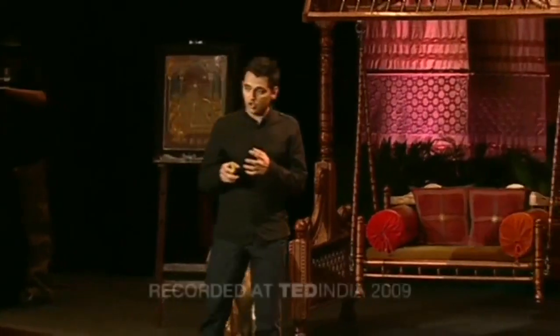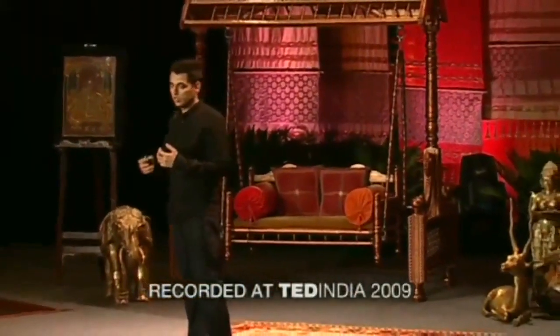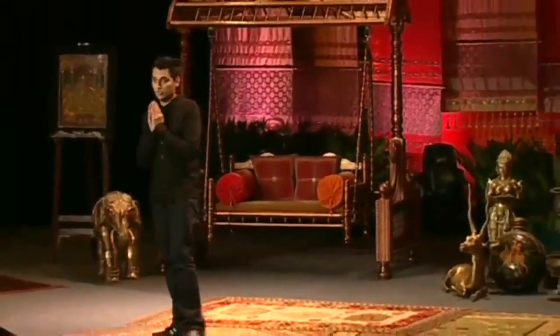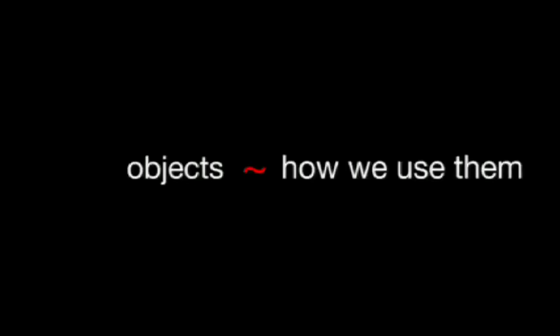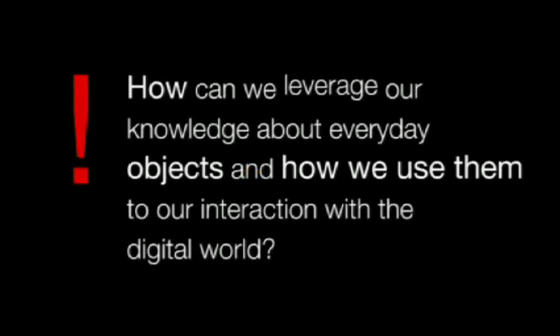We use gestures not only to interact with these objects, but also to interact with each other. Like the gesture of namaste, maybe to respect someone, or maybe in India, I don't need to teach a kid that this means 4 runs in cricket. It comes as a part of our everyday learning. So I've been very interested from the beginning in how our knowledge about everyday objects and gestures, and how we use these objects, can be leveraged for our interaction with the digital world.